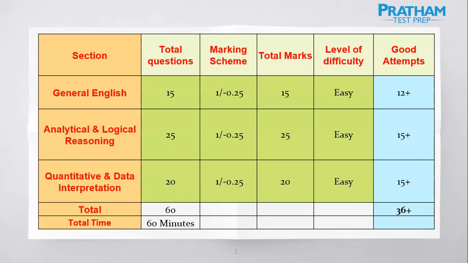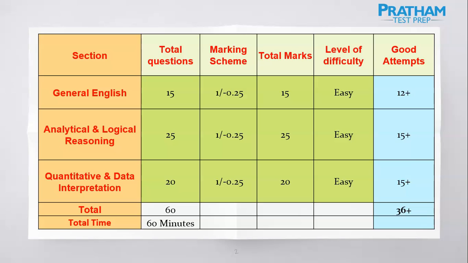When I look at the paper, I find that it had 3 sections. 15 questions on general English, 25 analytical and logical reasoning, 20 questions on quantitative and data interpretation. Though they also said data sufficiency would be a part of it, this time there was no question on data sufficiency. Marking scheme, as you know, +1 and 1 by 4 minus, that is minus 0.25. Total marks for English 15, analytical 25, quants 20.